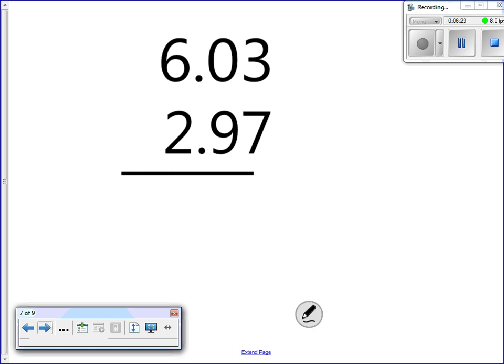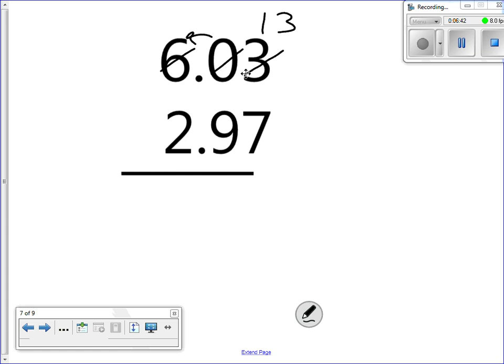Can I take 7 from 3? No, so this becomes a 13. I have to borrow here from the 0, but there's nothing to borrow. Does that make sense, kids? There's nothing to borrow from 0. If you have nothing, you can't borrow something from somebody. So this is where you can't stop here. You have to keep going to the left.